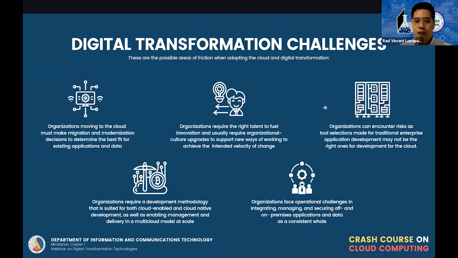So what are the different digital transformation challenges? These are possible areas of friction when adopting the cloud and digital transformations. First, organizations moving to the cloud must make migration and modernization decisions to determine the best fit for existing application and data. It becomes a task for higher management and even middle management and sometimes even lower management, to really find best fit solutions for existing applications and data.